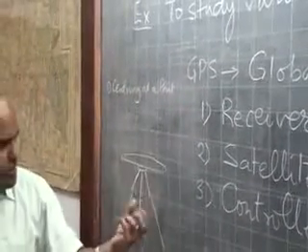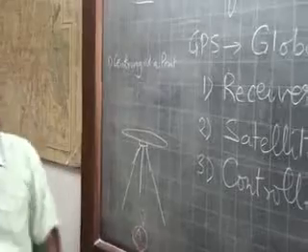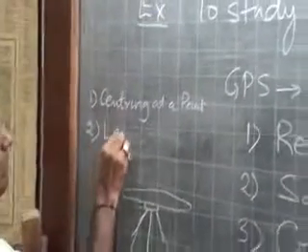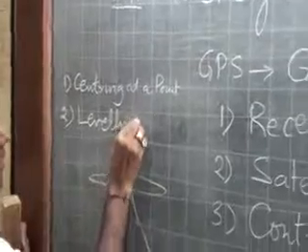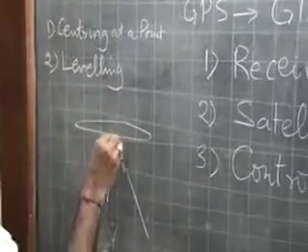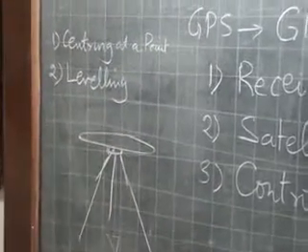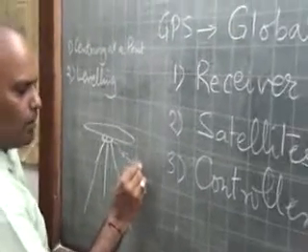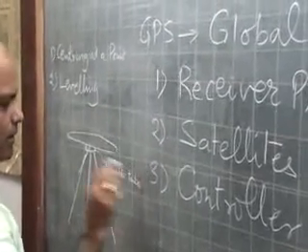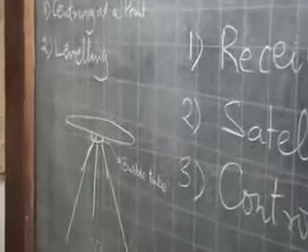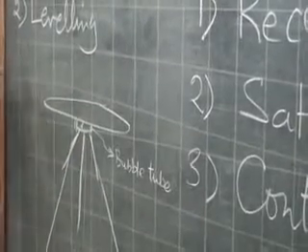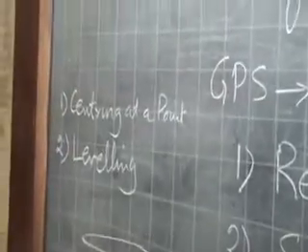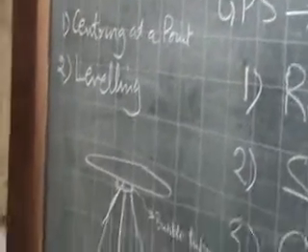This is the first step. We know how to do centering from our previous knowledge. The second is leveling. There are three foot screws here, and with the help of the foot screws and a bubble tube, you can level the base of this plate. So the base of this plate should be level. These are the two steps which you have to perform at a particular station.